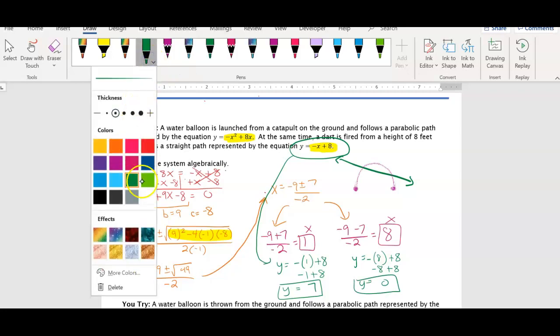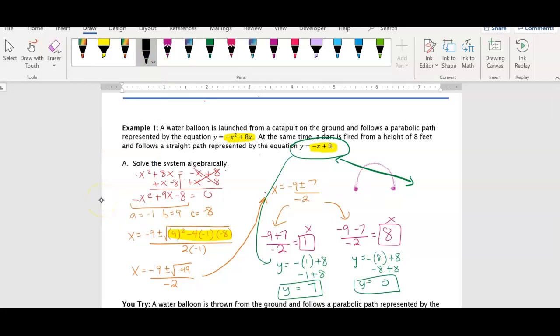So our final answer, where could these potential lines and quadratic U-shape cross? It would be at the 1 and the 7. So 1, 7, and then 8, 0. This 8 and this 0.